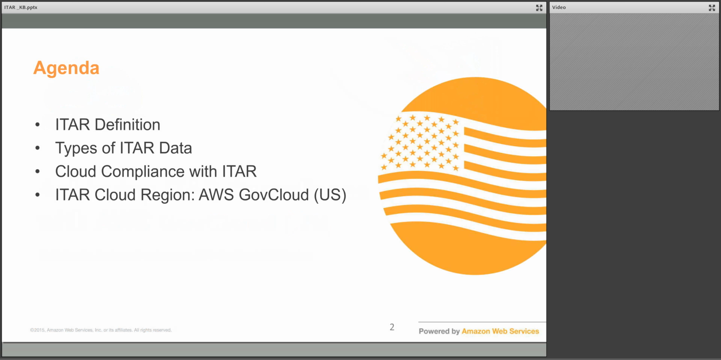Today I'll be sharing more information on how you can better address ITAR, or the International Traffic in Arms Regulations, in the cloud. I'll be reviewing the different types of ITAR data, discussing compliance with ITAR, and detailing our AWS GovCloud region, which was built to help customers meet ITAR requirements in the AWS cloud.